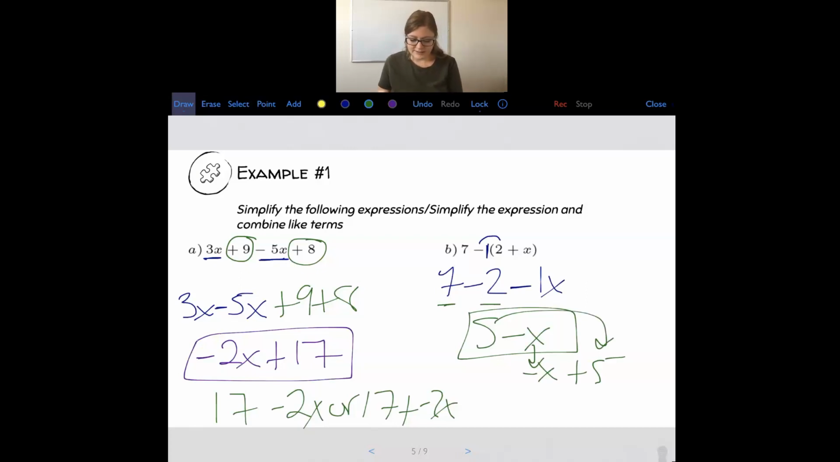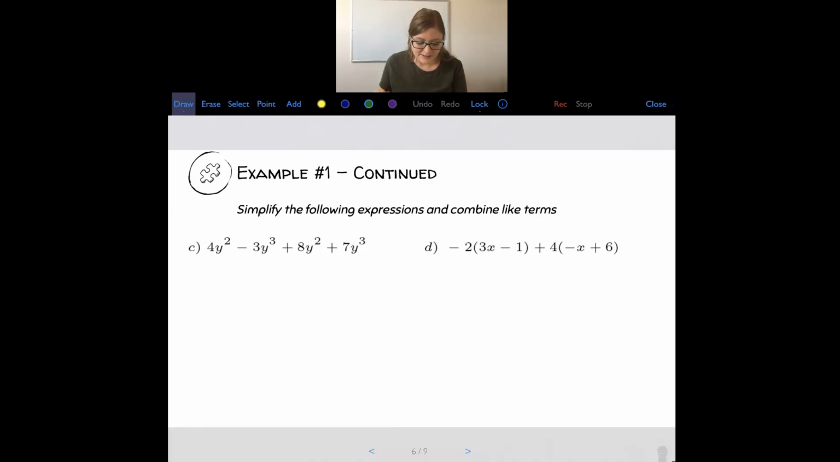Let's continue on with some examples. So part C, 4y squared minus 3y cubed plus 8y squared plus 7y cubed. For the terms to be like, you need the same variable and the same exponent. So y is the variable we're looking at. There's just 4 of them here and 8 of them here. So this would be 12y squared. Next, we'd have -3y cubed plus 7y cubed. So this is 4y cubed. And again, you can write it in a different order.